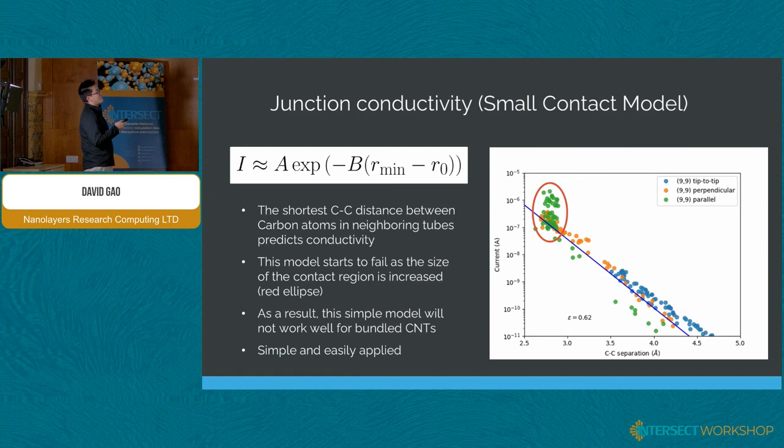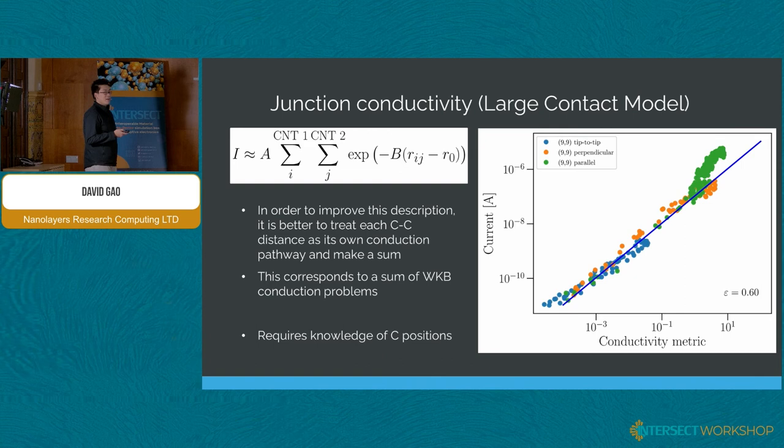So as a result, the simple model doesn't work that well for bundled nanotubes, but it works well for junction contacts. The pro of this is that it's really simple and easily applied, and we can cascade it through our mesoscopic structures very quickly. So the problem is, of course, we have a lot of large contact junctions as well, because we have a ton of bundling in many of these systems.